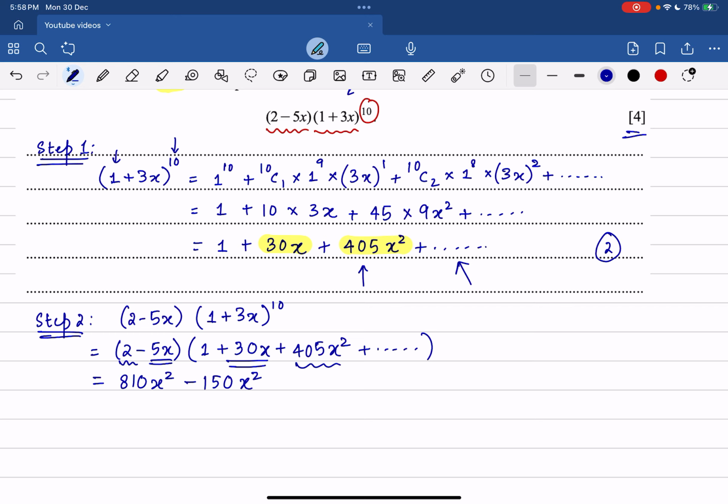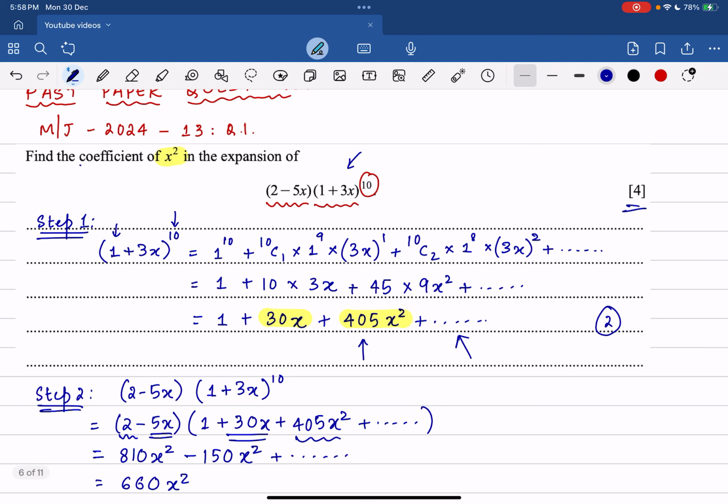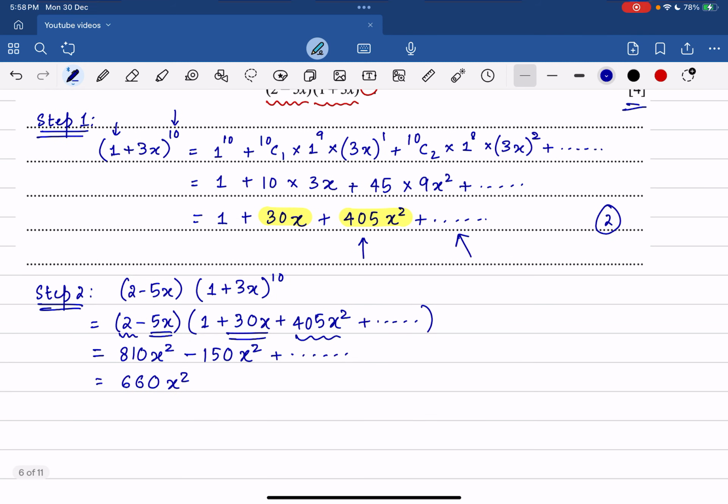Then what do we do about the rest of the terms? We are just going to say plus and dot dot because we are not interested in that, and the examiner is also not interested in knowing what happens after that, right? So if you do the math over here, it gives you 660x square. What is the question? The question is find the coefficient of x square. That is your final answer. So your answer should be coefficient of x square.